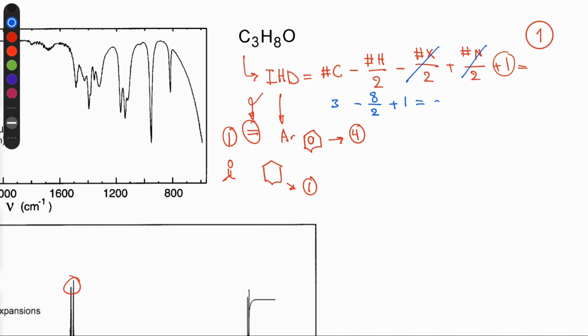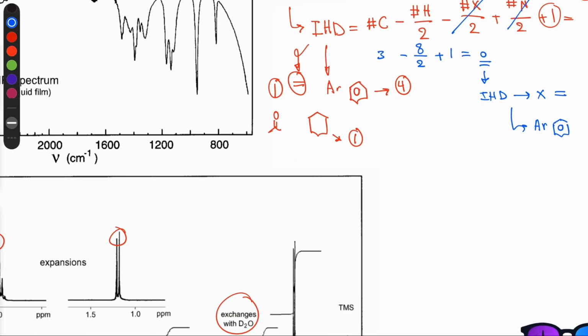It will give the number 0 as the IHD number. So this 0 means that we don't have any double bonds here in our formula, and we don't have any aromatic groups. So we shouldn't be worried about anything very confusing or anything complex. We have just a simple compound here, and we will find the exact structure.